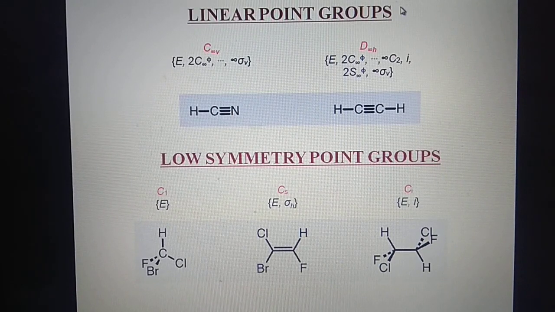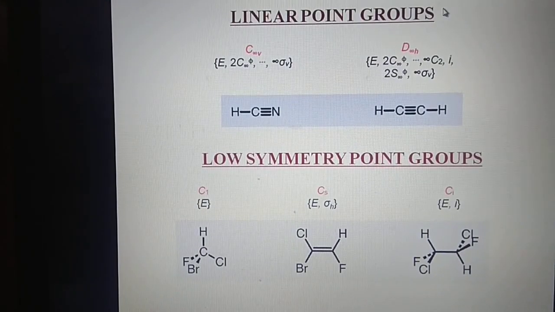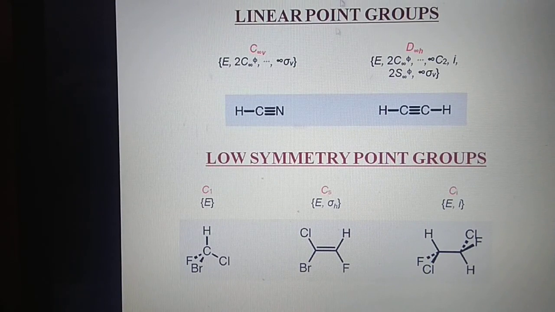Very first, linear point groups. As we have already discussed, the linear point groups further depend upon the presence or absence of i. If the molecule is linear and i is absent, then the point group would be C infinity v, for example HCN. And if the molecule is linear and i is present, then the point group would be D infinity h, for example the ethyne molecule, and there is another example, that is the carbon dioxide molecule.